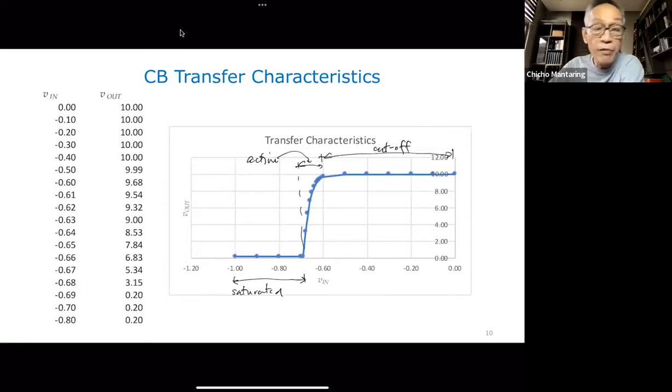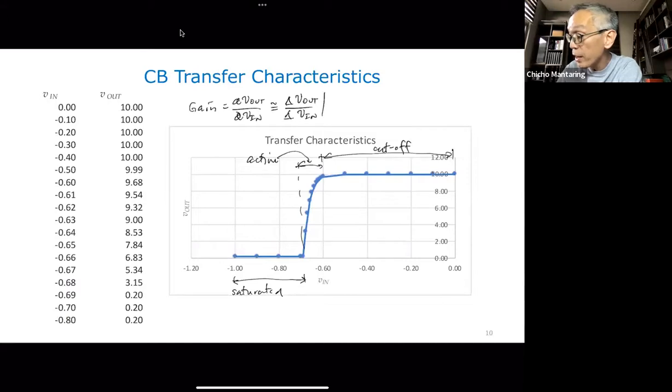Notice now that I plotted values of Vin, negative values from 0 to -0.8. My gain is dVout over dVin, which is approximately equal to delta Vout over delta Vin, of course, evaluated at the operating point. That has to be evaluated at the operating point.